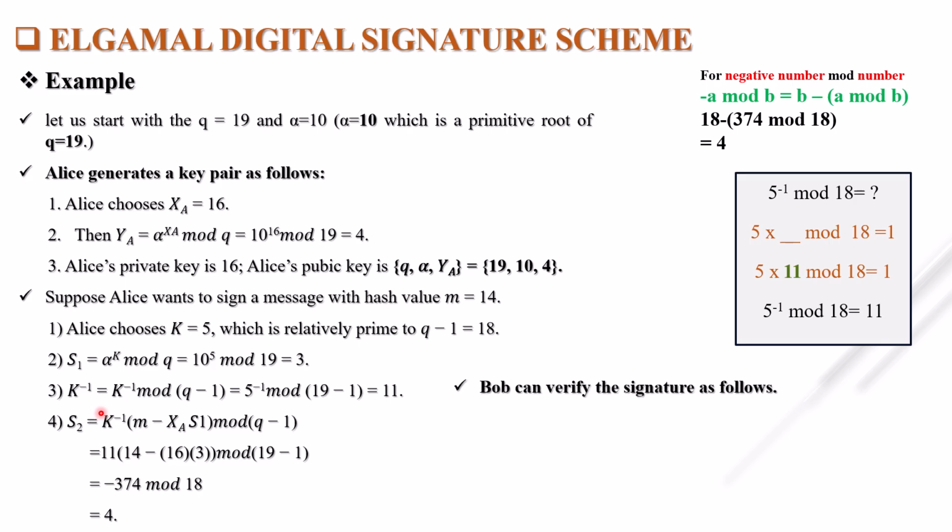So Bob can verify the signature as follows. He will first compute V1, that is equal to alpha raised to m mod q. What is our alpha? 10. What is m? 14. Mod 19. The answer is 16. And for calculating V2, what is the formula? Public key of Alice, that is YA raised to S1, and S1 raised to S2, mod q.